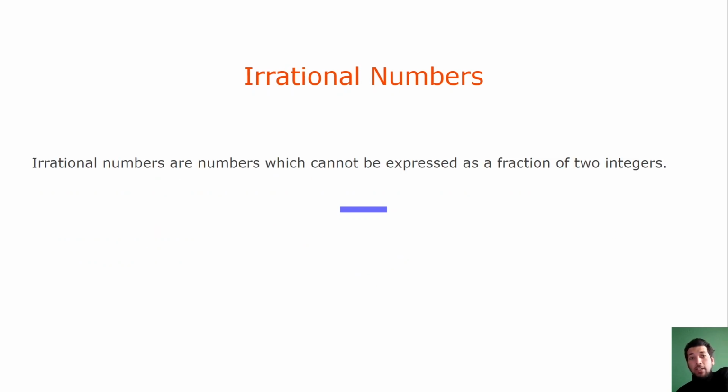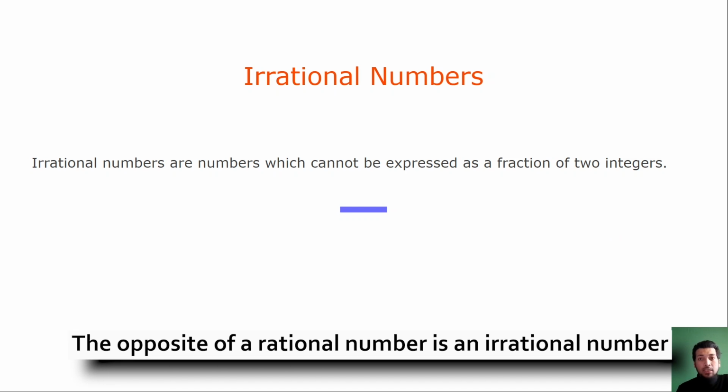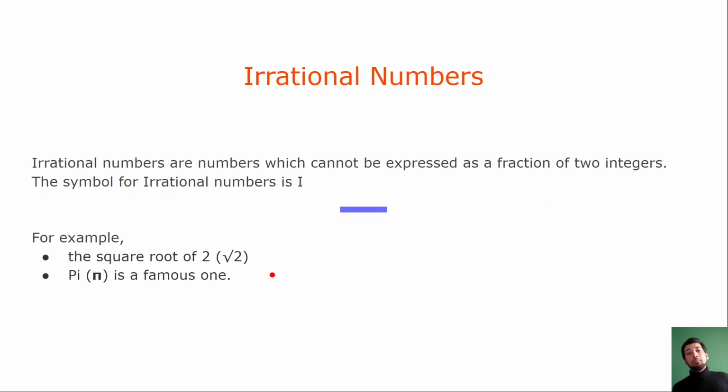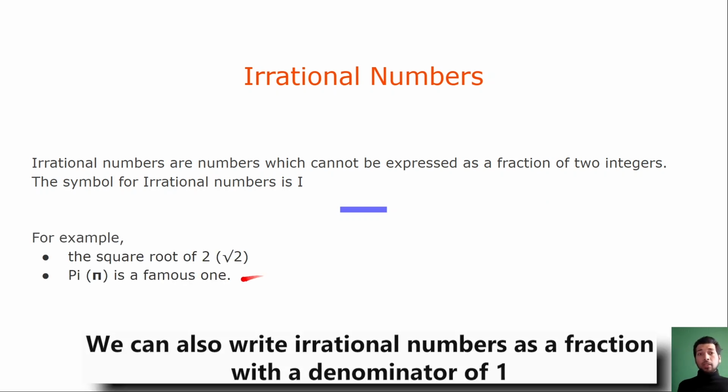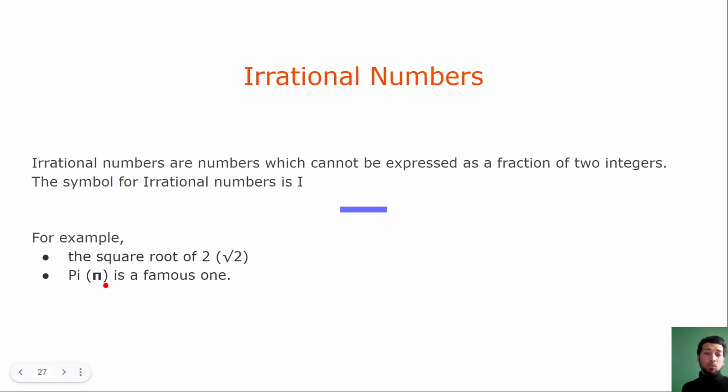Up next, we have irrational numbers. Irrational numbers are numbers which cannot be expressed as a fraction of two integers. The symbol for irrational numbers is I. For example, the square root of 2. We cannot write this square root of 2 as a fraction of two integers. There are many more irrational numbers. Pi is a famous one.